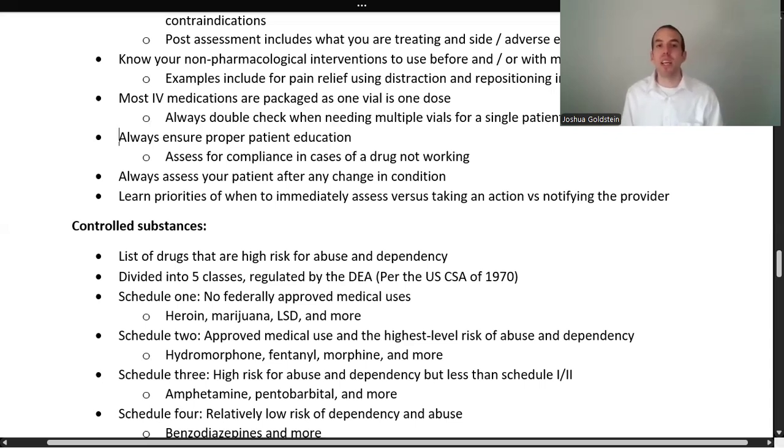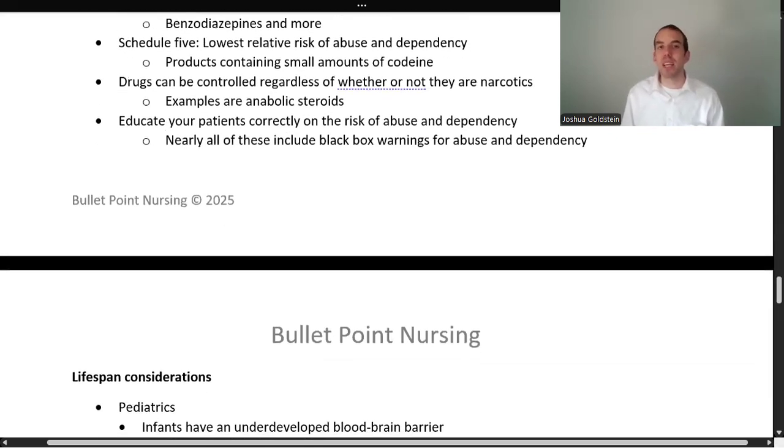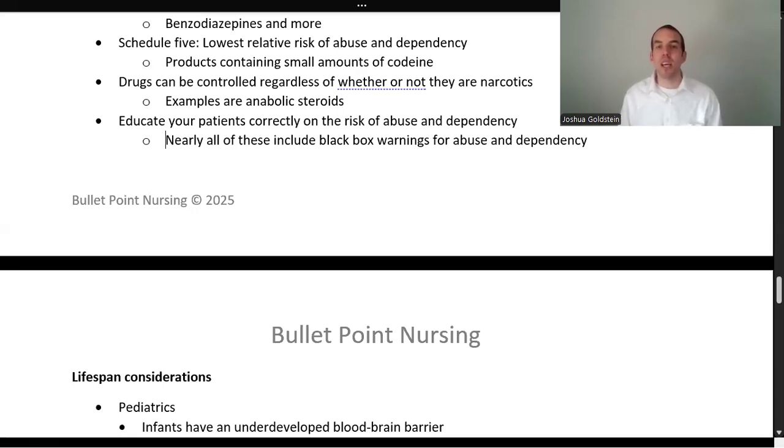Next, we have Schedule 3. This is where you have your amphetamines. This is where you have phenobarbital and a few others. Schedule 4, these are relatively low risk of abuse. This is where you have benzos and sedatives. We use that a lot for panic attacks and sleeping medications. And then we have Schedule 5, that's the lowest risk of abuse and dependency. That's medications like Tylenol with codeine, things like that have a very low risk of dependency.